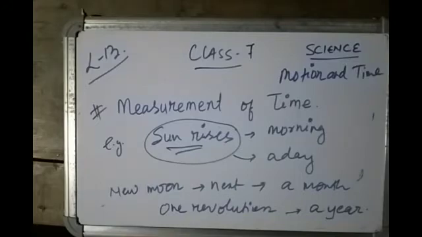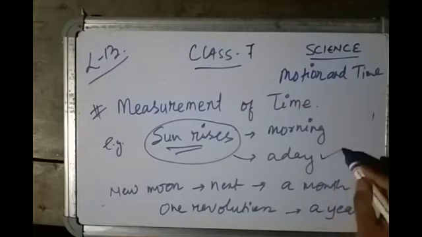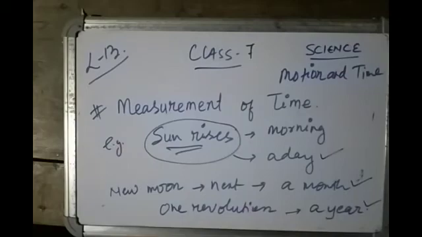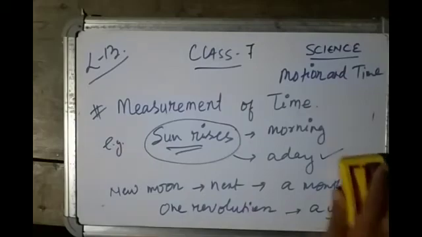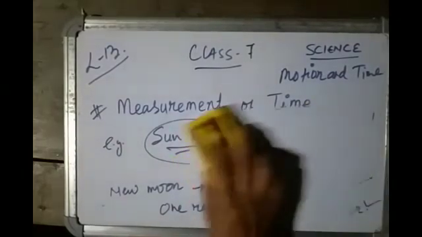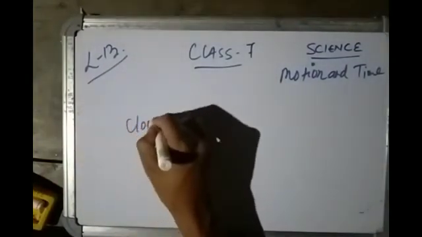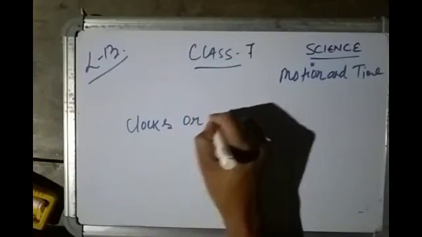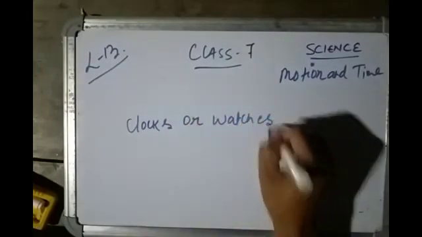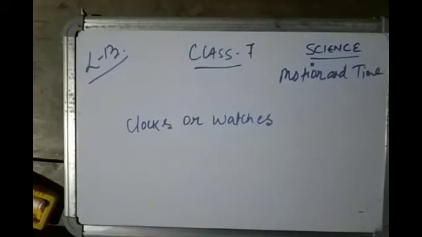Often we need to measure intervals of time which are much shorter than a day. So we need to measure intervals of time which are much shorter than a day. Clocks or watches are perhaps the most common time measuring device.